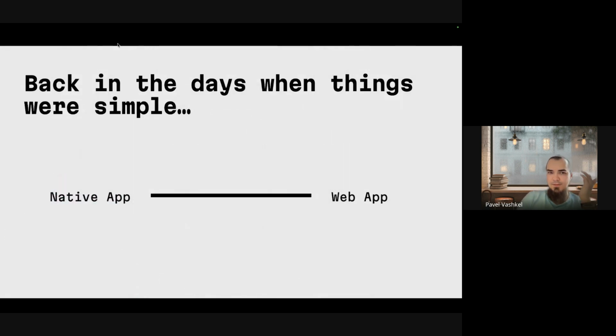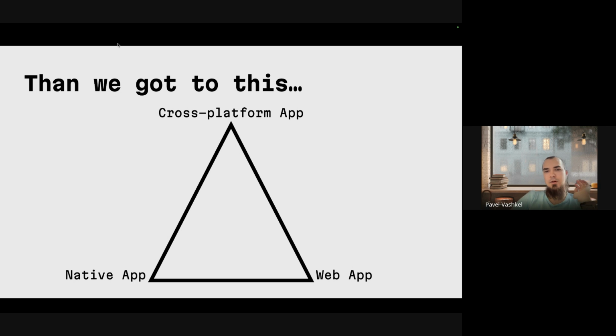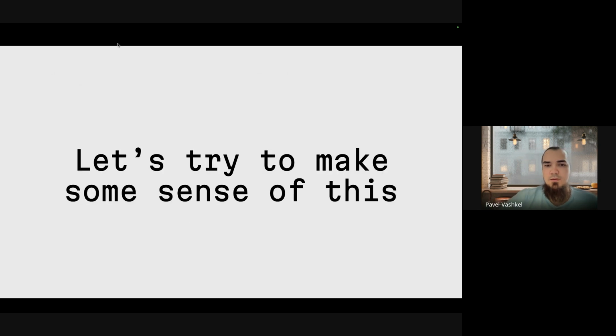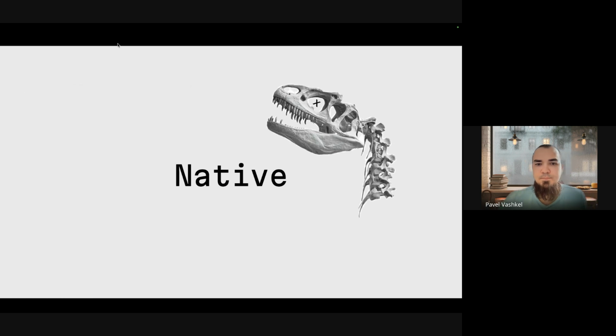Back in the days, things were simple. You either have a native app or a web app, nothing else. Then things started getting more complicated. We have cross-platform apps or basically hybrid apps, but that's not the point. Nowadays, we have something like this. You have hybrid apps, native apps, PWAs, cross-platform apps, or web apps wrapped in native apps, and literally any combination of these five and anything in between. So let's try to make sense of all this.